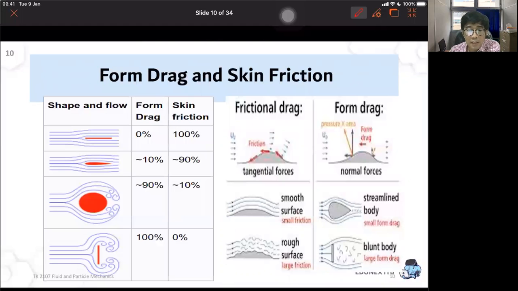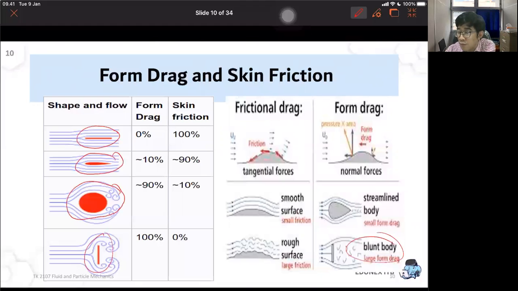Like this one. These are four types of particle shapes. This one is completely flat, which I think we don't have here. This one is the streamlined one. This one is the round or spherical shape, and this one is called the blunt body. You can compare which one creates the higher drag and which one creates the higher friction.